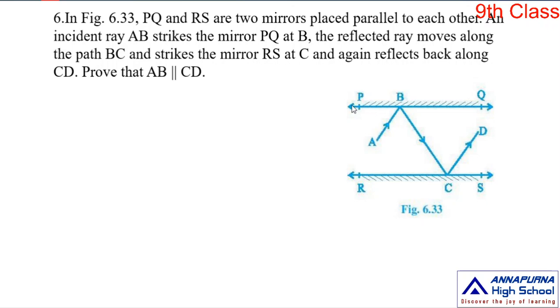The first mirror PQ is parallel to the second mirror. PQ is parallel to RS. AB is the incident ray and BC is the reflected ray in the first mirror. In the second mirror, BC is the incident ray and CD is the reflected ray. Start the solution.